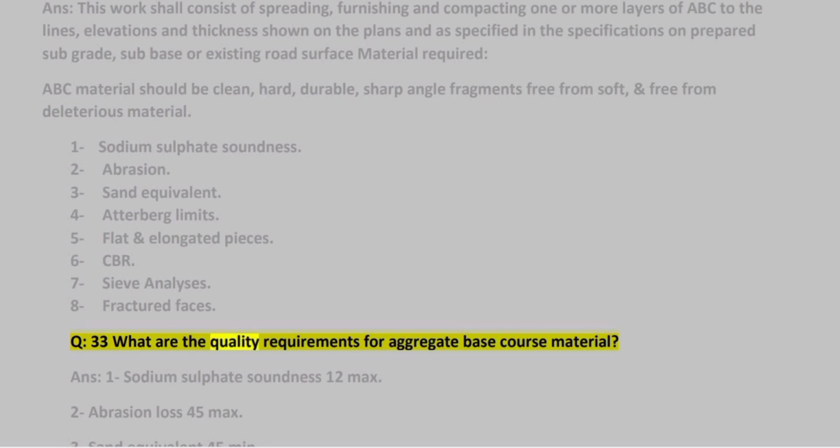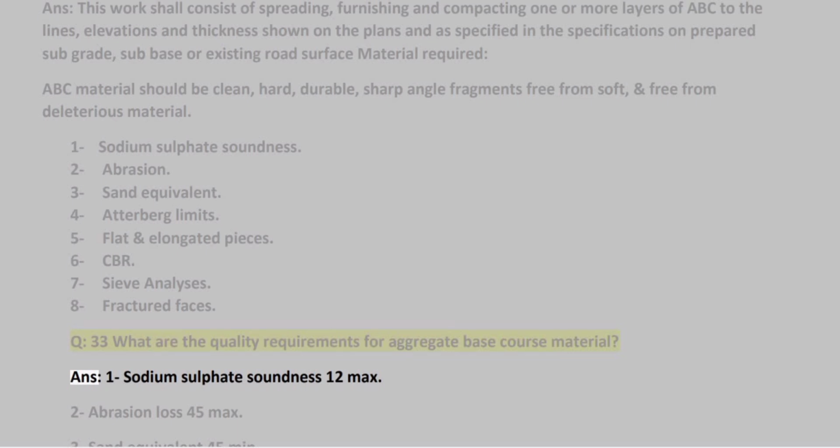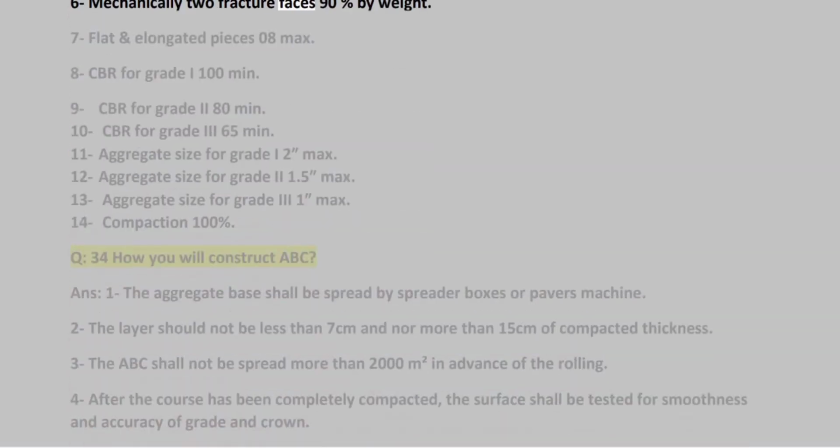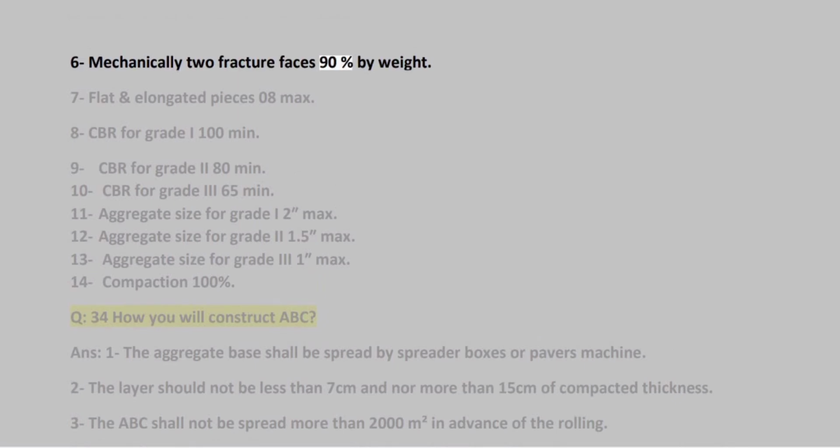Q33. What are the quality requirements for aggregate base course material? ANS: 1. Sodium sulfate soundness 12 max. 2. Abrasion loss 45 max. 3. Sand equivalent 45 minimum. 4. Liquid limit 25 max. 5. Plasticity index 0.6 max. 6. Mechanically, two fractured faces 90% by weight. 7. Flat and elongated pieces 0.8 max.